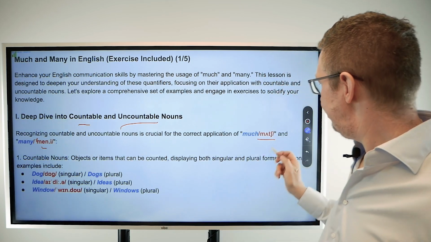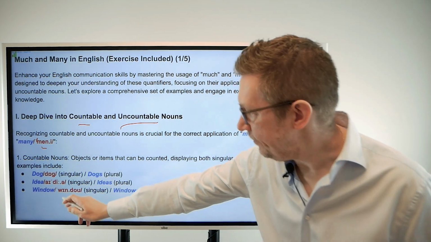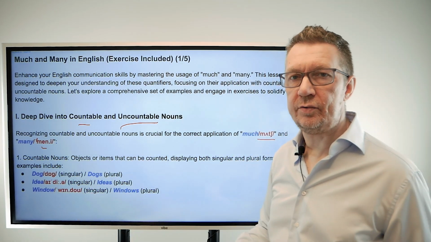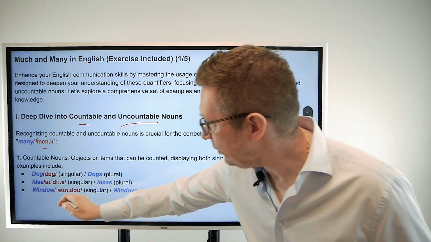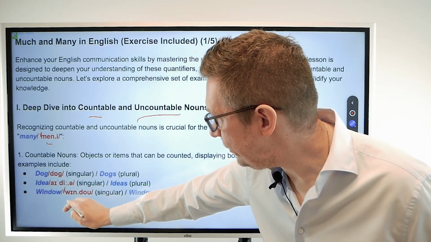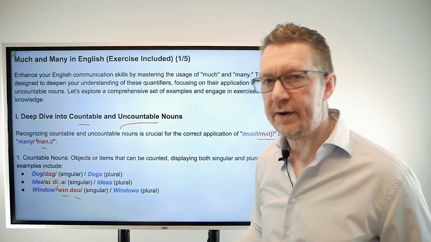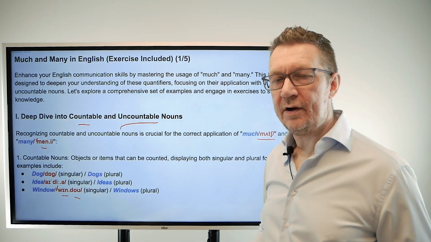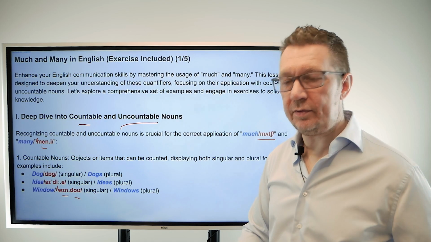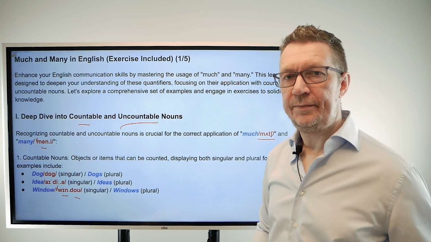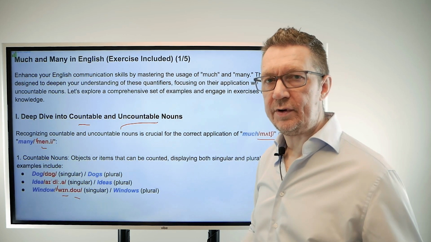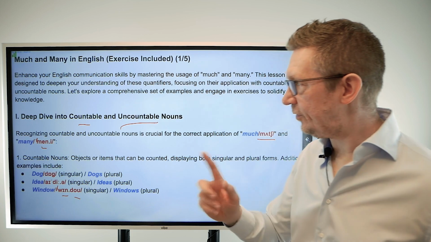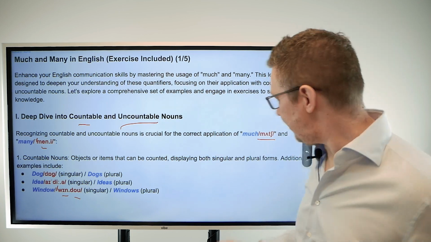You use many, okay? Right then, window, windows. Stress here, win, and then O, window. How many windows does your house have? Okay, so when it's countable, you can count 1, 2, 3. You can use the plural form. That's when you use many. All right, so let's go on to the next slide.